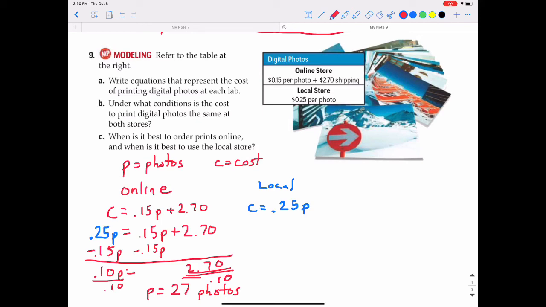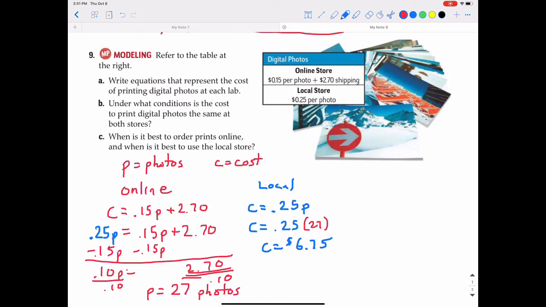So let's go to the blue equation and replace the P with 27. And we would get a cost of $6.75. So again, it doesn't matter which lab you would use, whether you use the online store or the local store. At 27 photos, they both charge the same amount, $6.75. So that's actually part B, the answer to the question.